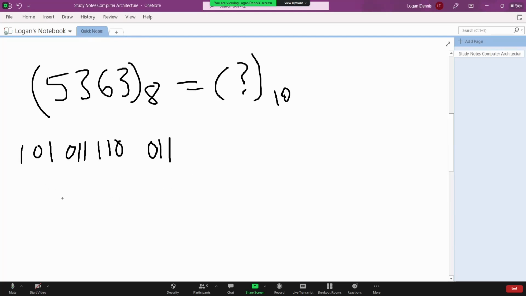Yeah, that's what I'm doing because it's easy. I don't memorize any of the decimals. There's no use in doing that. So this is what it looks like in binary. And then from here, you gotta split it in fours.